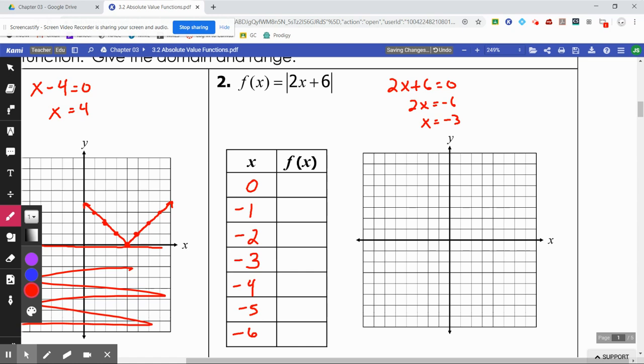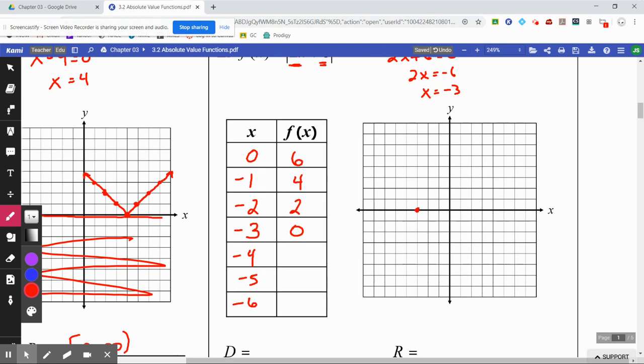When you plug in, let's start in the middle. When you plug in -3, it gives you -6 plus 6 is 0. The absolute value is 0. So -3, 0 is here. When you plug in -2, it gives you the absolute value of -4 plus 6, which is 2. The absolute value of that is 2. When you plug in -1, it gives you -2 plus 6, which is 4. The absolute value of that is 4. When you plug in 0, it gives you 6.